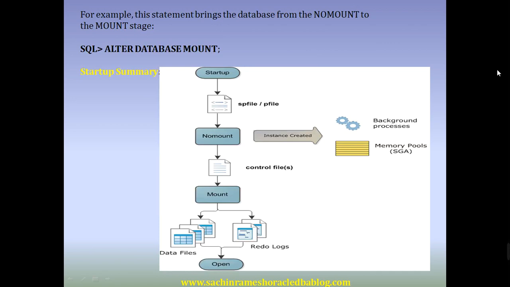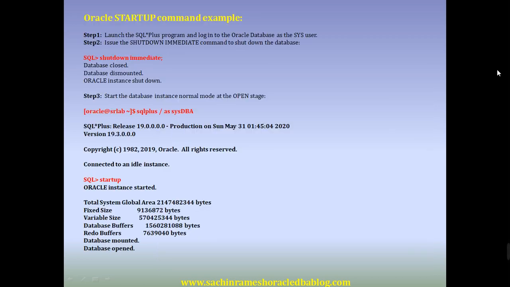So here is the startup summary. Briefly, I have put a diagram. So startup reads the SPFILE or PFILE, nomount, and then reads the control files, mount, and data files and redo logs, open. So here is the background process, nomount. Here are the background processes, memory pools, SGA allocated. Alright? And then here is the example.